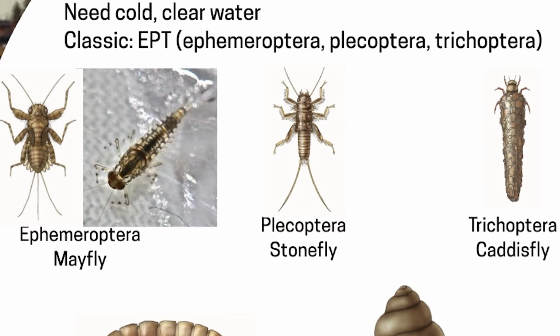High-quality streams will have each of these families of macroinvertebrates and likely multiple species of each family. The more the better, as species richness of intolerant macroinvertebrates is a strong indicator of a very clean stream.